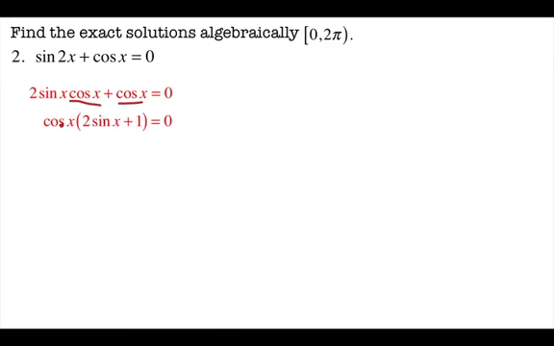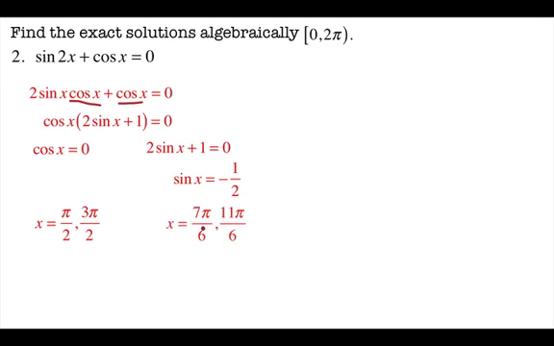Notice that we have a product equal to 0, and you have done something like this in an earlier section. Set this equal to 0, set the second one equal to 0, solve for sine of x, and you end up with this. Cosine of x equals 0. That occurs at pi over 2 and 3 pi over 2. Sine of x equals negative 1/2 occurs at 7 pi over 6 and 11 pi over 6. Here's number 3.